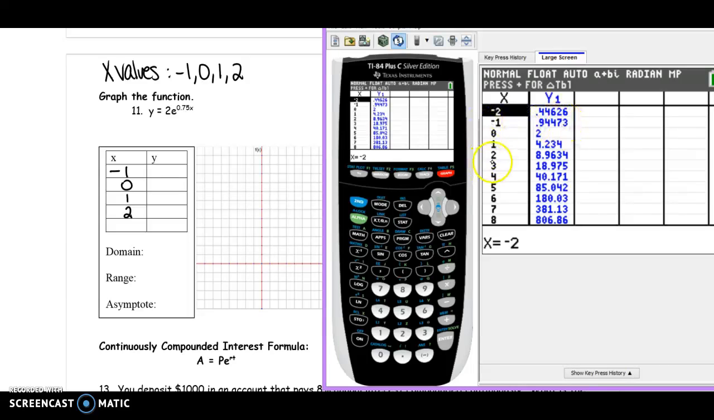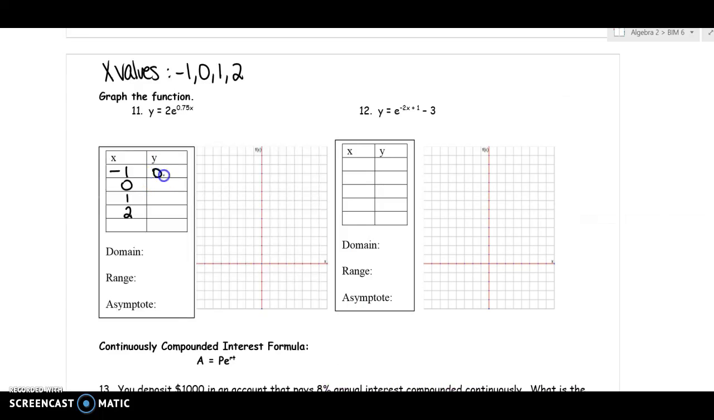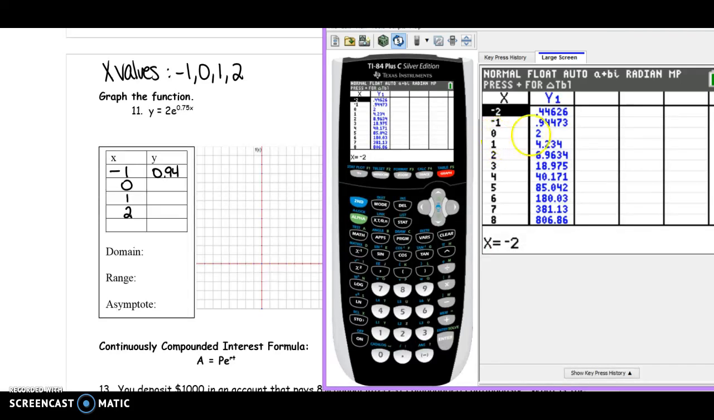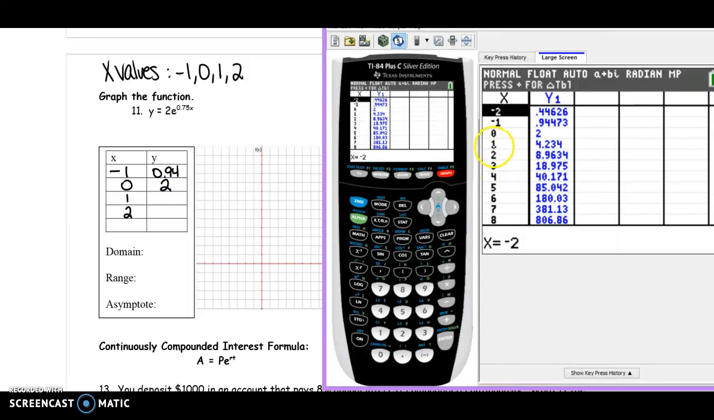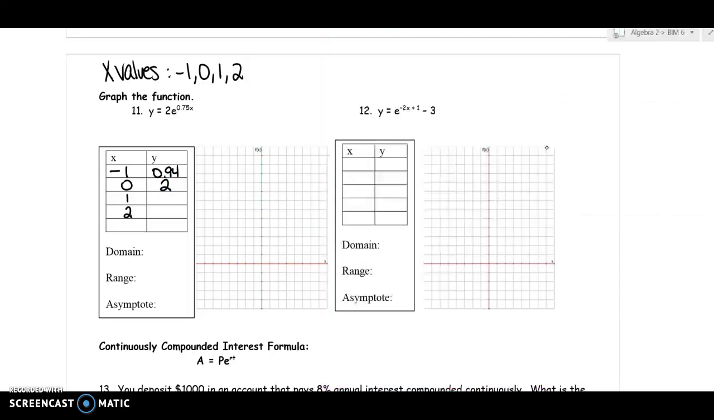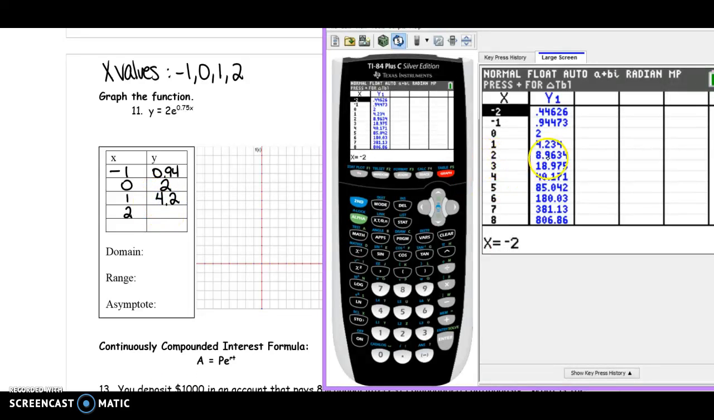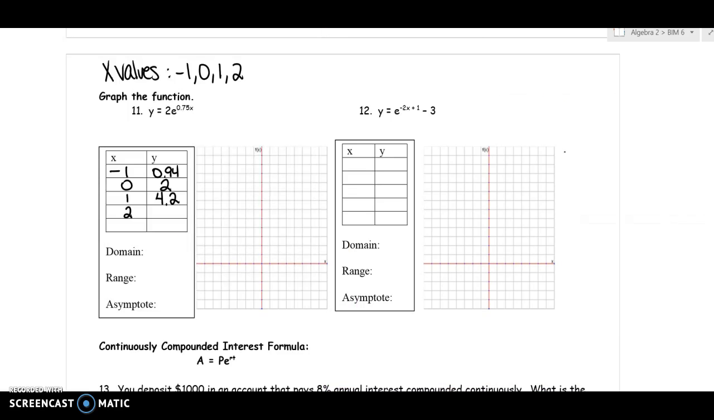And basically you want this portion of the graph. You want from -1 x value to +2 x value. So copy these coordinates onto your paper. So for -1 we have 0.94. For 0 we have 2. For 1 we have 4.2. And for the x value of 2 we have 8.96.